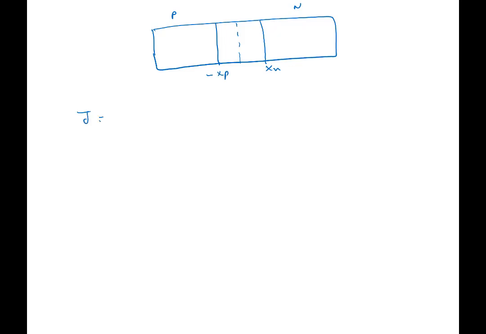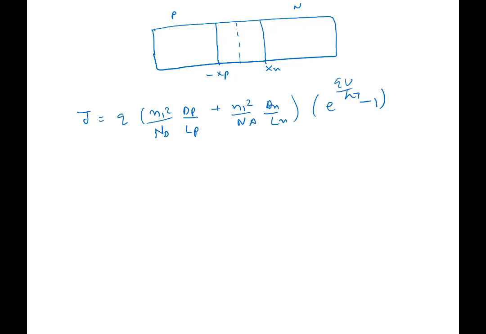Let me write down again the ideal equation: Q Ni square over Nd dP over Lp plus Ni square over Na dN over Ln, e to the power QV over KT minus 1. So in reverse leakage, although we derived this equation with only forward bias in mind, talking about injection, diffusion, recombination and all of that, we can take voltage as negative. What this equation is implying is that for reverse bias, if you apply a significant reverse bias, J equals minus Q and these two terms here.